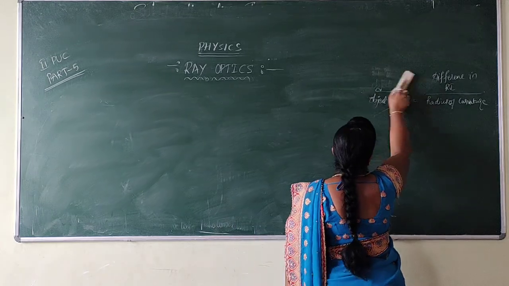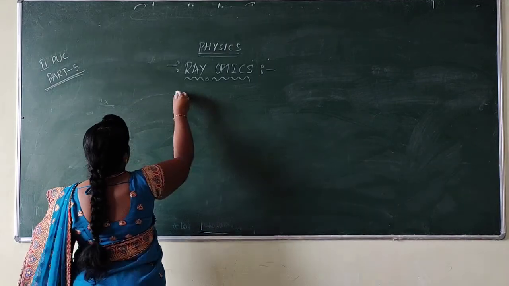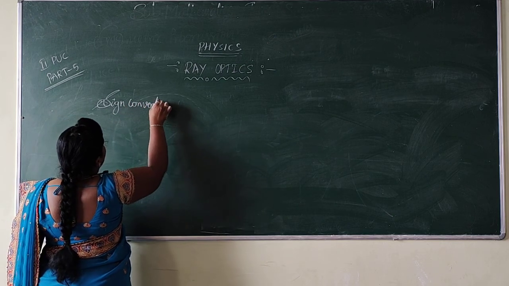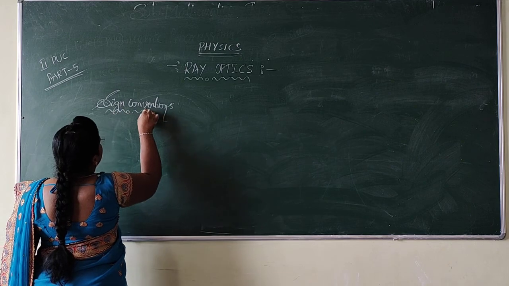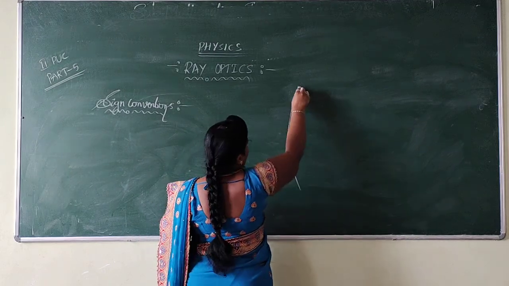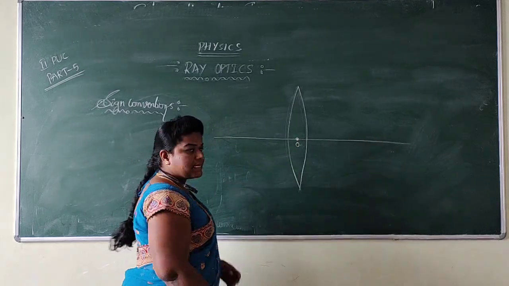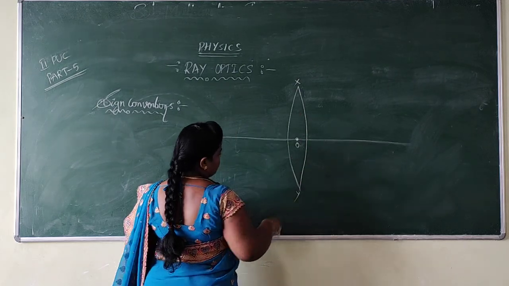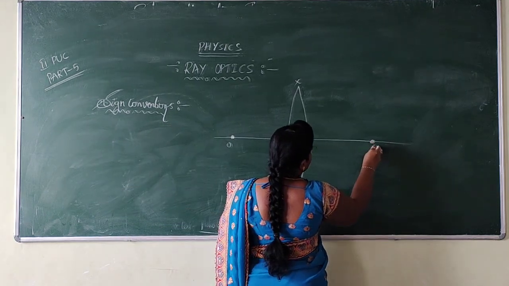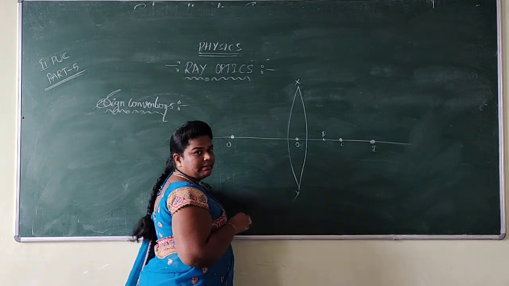Now let us see the sign conventions which are used. I'm going to draw the convex lens for the sign convention. I'm going to mark the optic center and the aperture. Assume that the object is here, the image is here, the center of curvature is here, and the principal focus is here, right?